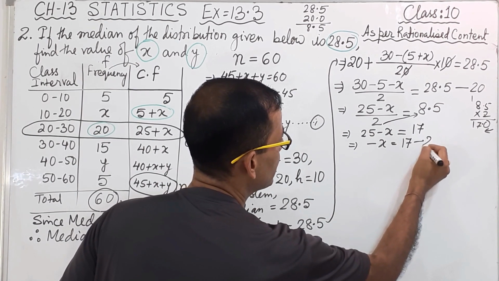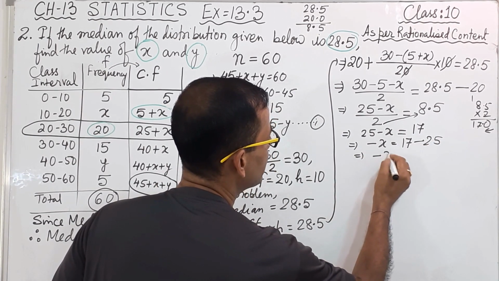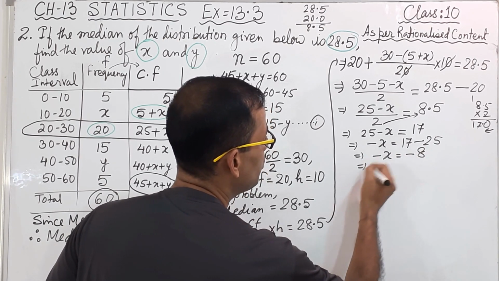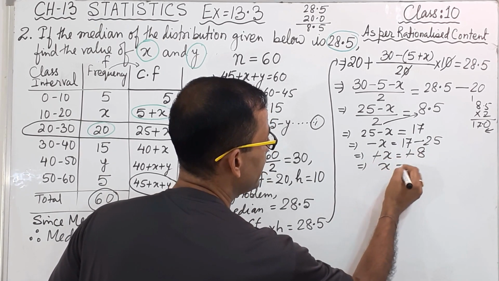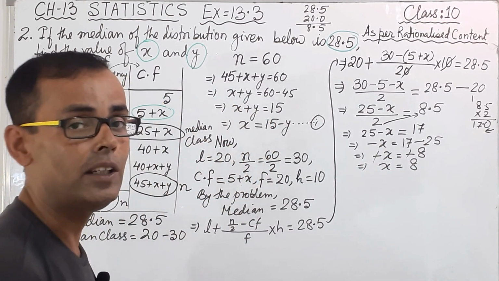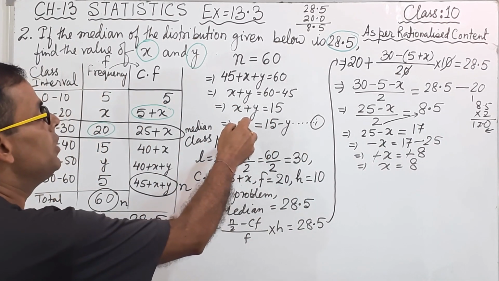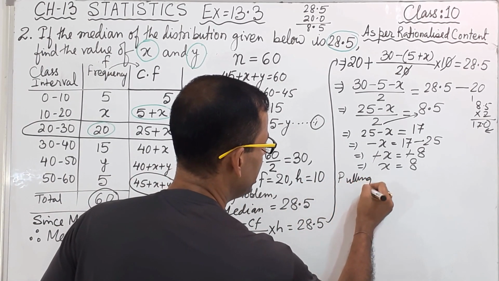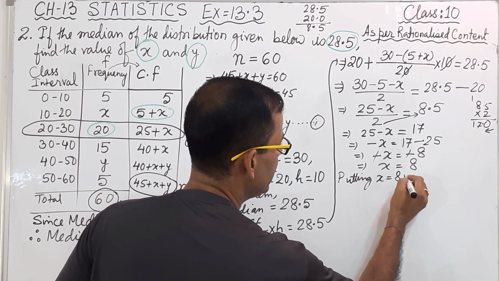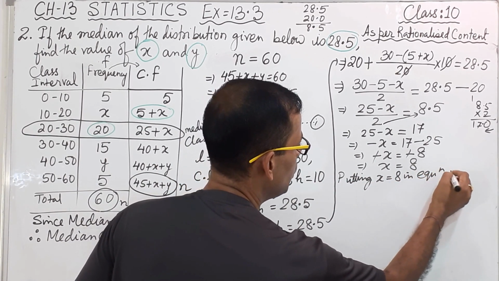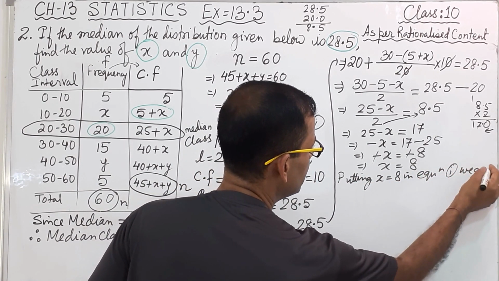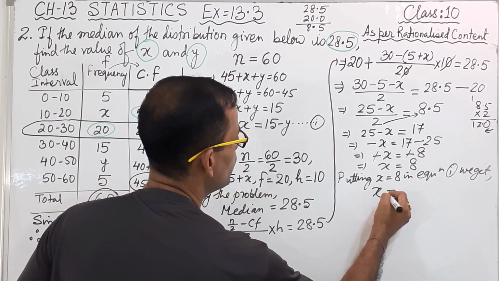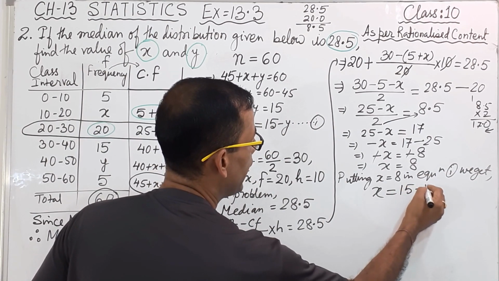25 goes that side, minus 25. So minus x equal to minus, and you will get 8. Now minus minus cancels and you are getting 8. You got the value of x. Now this value only you will put in equation 1. So what you can write? Putting x equal to 8 in equation 1 we get. So equation 1 is x equal to 15 minus y.